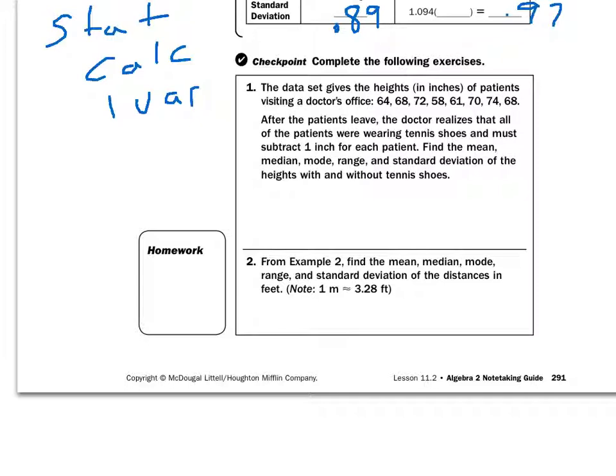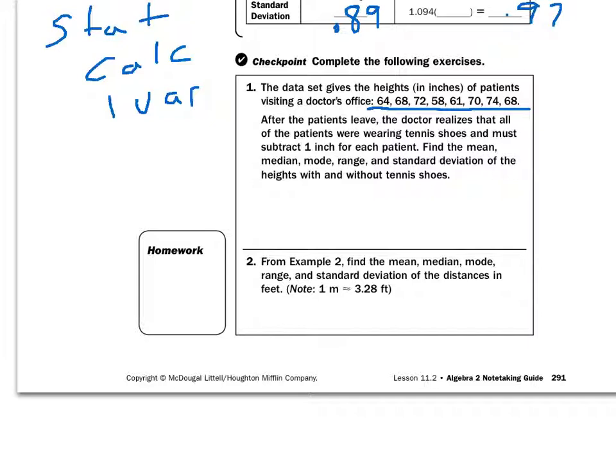The data set gives the height in inches of patients visiting a doctor's office. These are all the different people who visited the office. After the patients leave, the doctor realizes that all of the patients were wearing tennis shoes and must subtract 1 inch from each patient. Find the mean, median, and mode of all of these things. So with shoes, do all your data points, then without shoes.